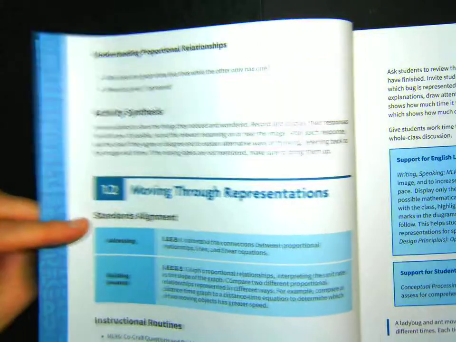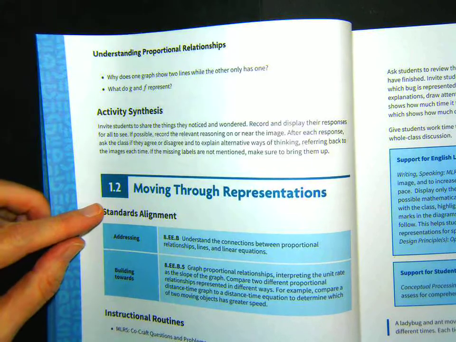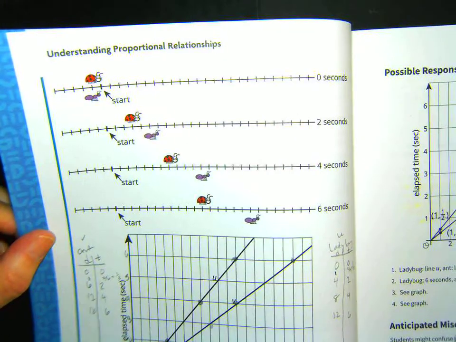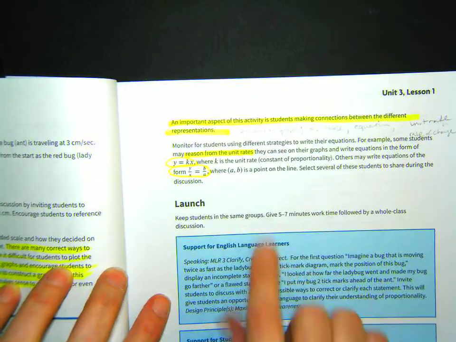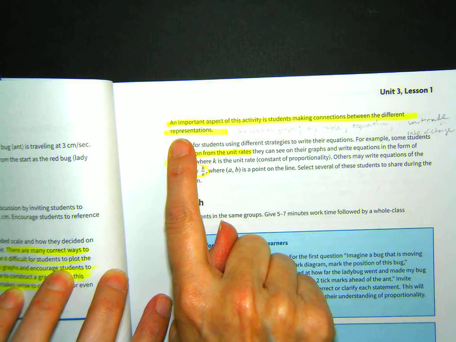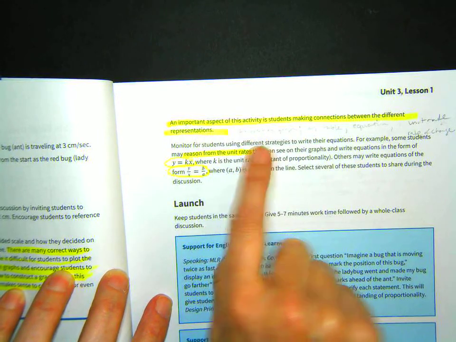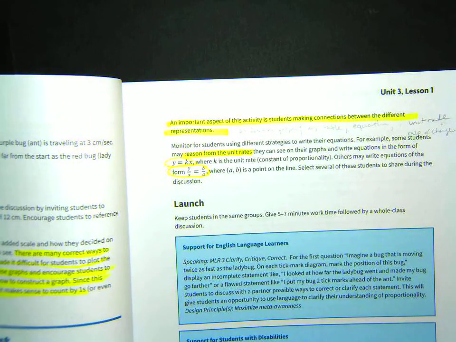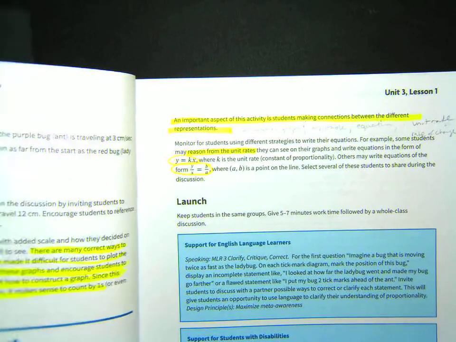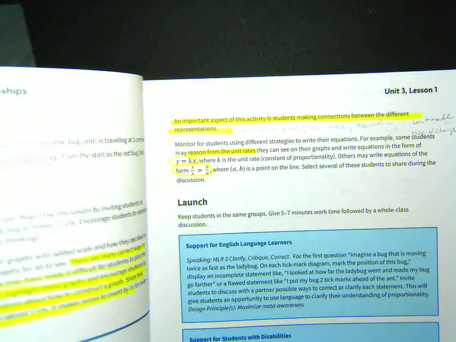When we meet, we'll be looking at activity 3. So here's activity 2, and here's activity 3, moving twice as fast. In activity 3, it points out that an important aspect of this activity is students making connections between the different representations. To get us ready for our work together with activity 3, I wanted to look at the first few activities, starting with what we're trying to accomplish.